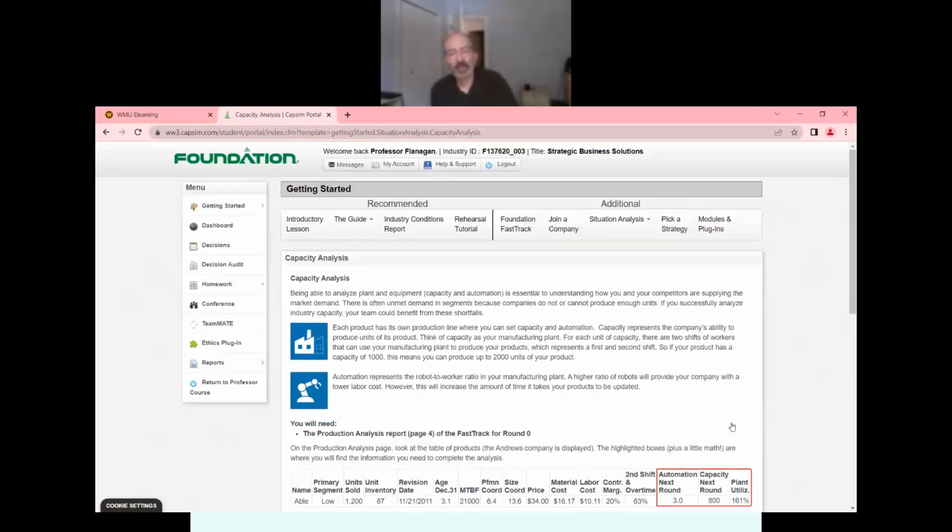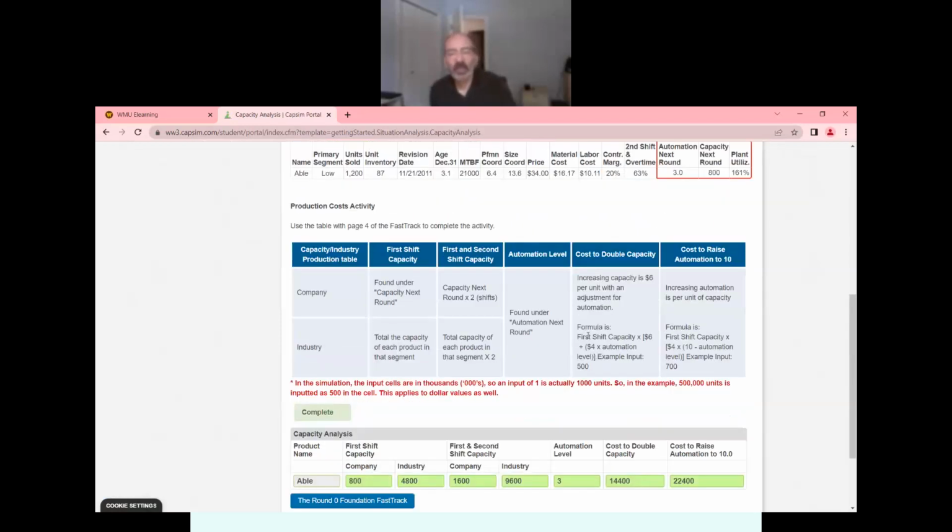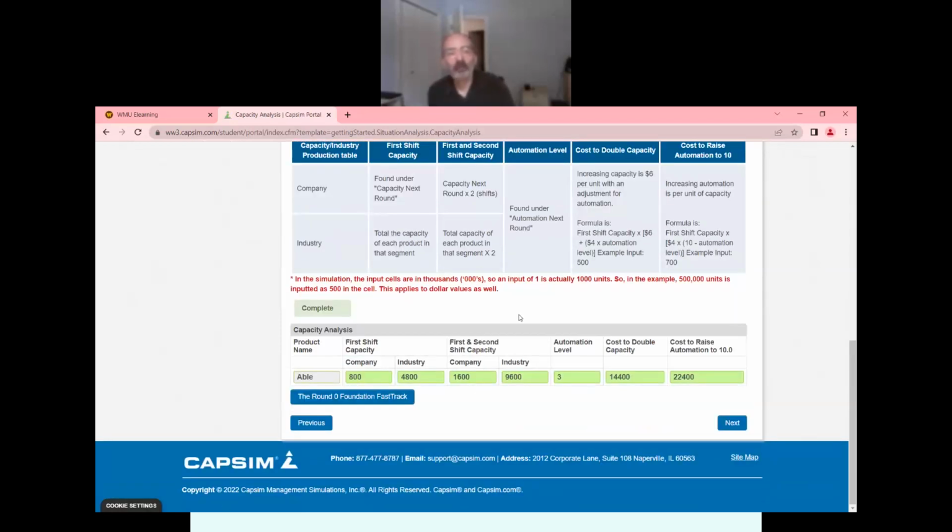The next thing that we do is look at margins. Now, currently we have one product called Able. It's appealing to both low tech and high tech customers because it's the only show in town. It's not in a very good position, but they'll take it because it's all that's available. Now we have an assembly line, and each product needs its own assembly line.